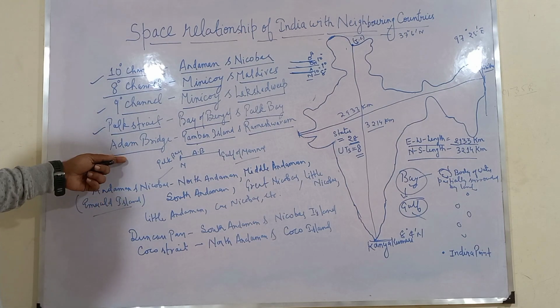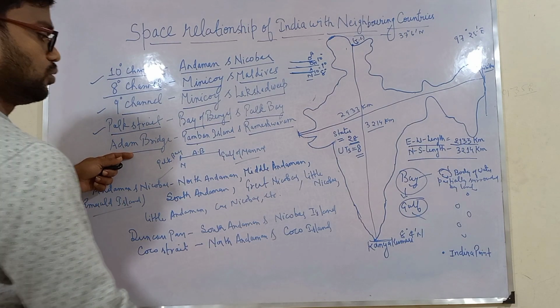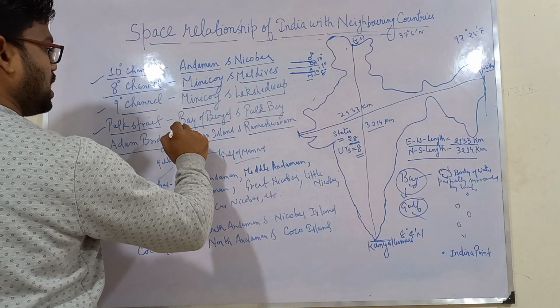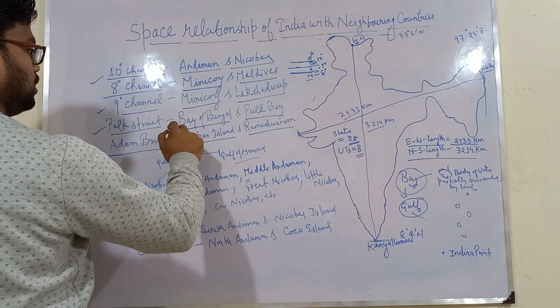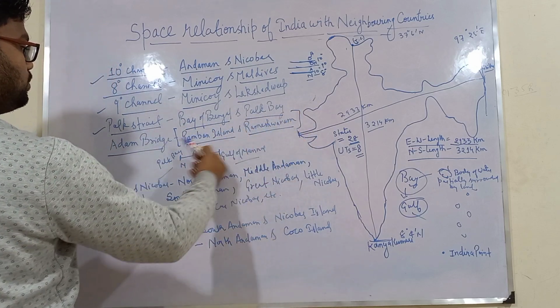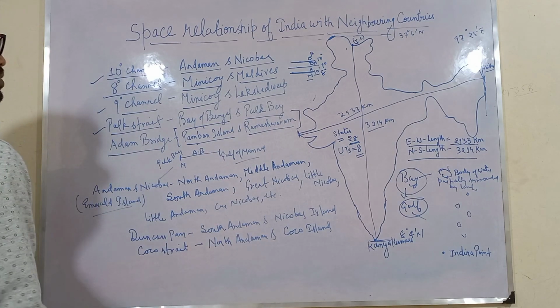You might have seen it several times in the news. It is located here at the tip. Do remember these 2 points. They are generally asked in the interview or in the objective type question. Adam Bridge separates Pamban Island with the Rameswaram.